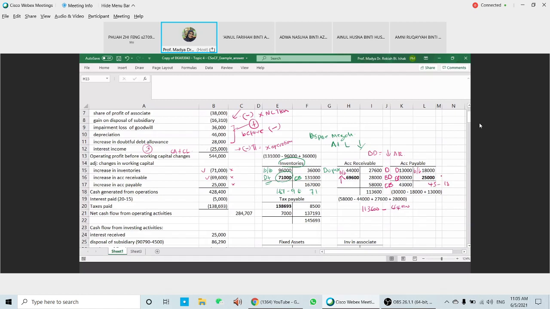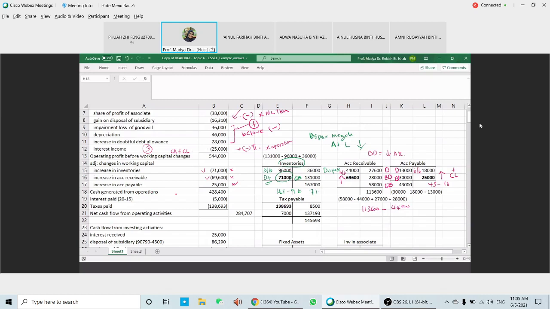Since this is a credit side, the credit side here is going to increase. An increase in account payable means an increase in your current liability. So for an increase in current liability, we need to plus. That's why we plus it. Okay, done with the items that we have here.